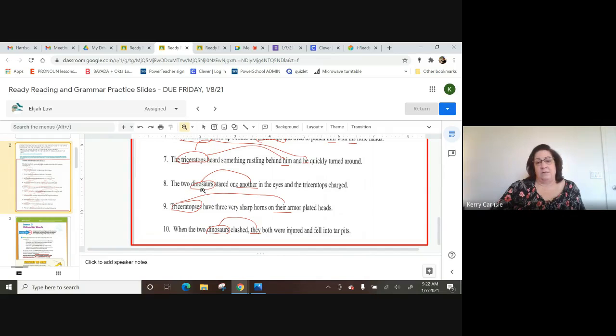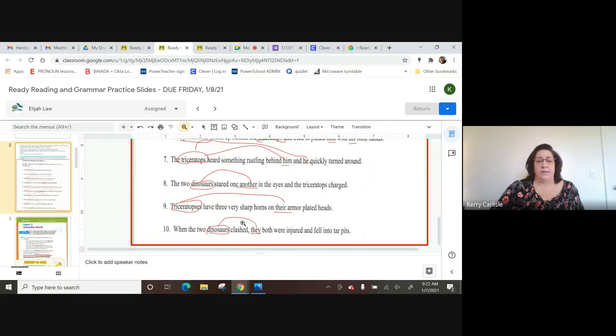So instead of saying the two dinosaurs stared the two dinosaurs in the eye, right? That's kind of hard to say, right? They stared one another in the eyes. So that's the other tricky one.